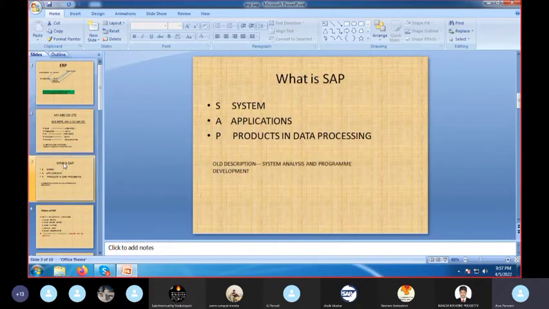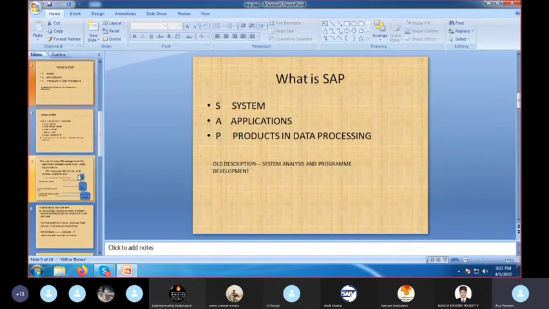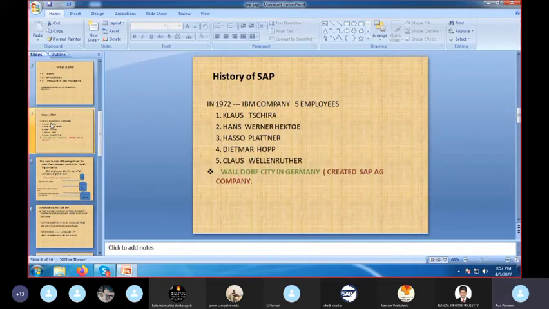So what is SAP? SAP is System Application Products in data processing. The old name was System Analysis and Program Development. Now, who introduced this? Who created this? I have found that as well. History of SAP: in 1972, five employees of IBM, whose names are here, who were in Waldorf city in Germany, created SAP.